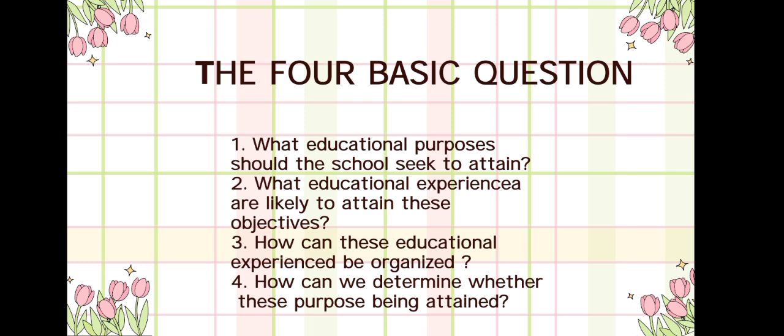The first question refers to the school defining clear and specific educational objectives. Number two, educators should select learning experiences that align with the objectives. Number three refers to the curriculum being structured in a logical sequence to support student learning. Last, it refers to the assessment criteria and methods that should be established to evaluate student learning and progress.